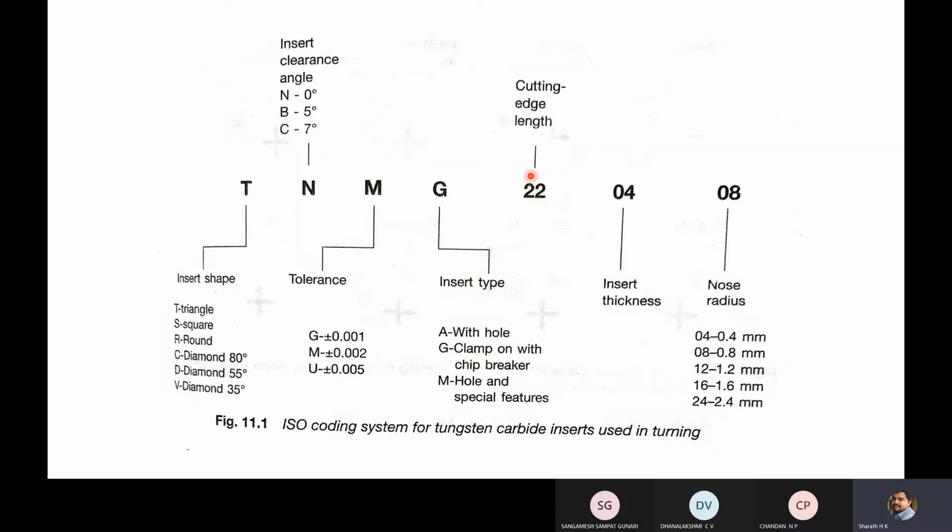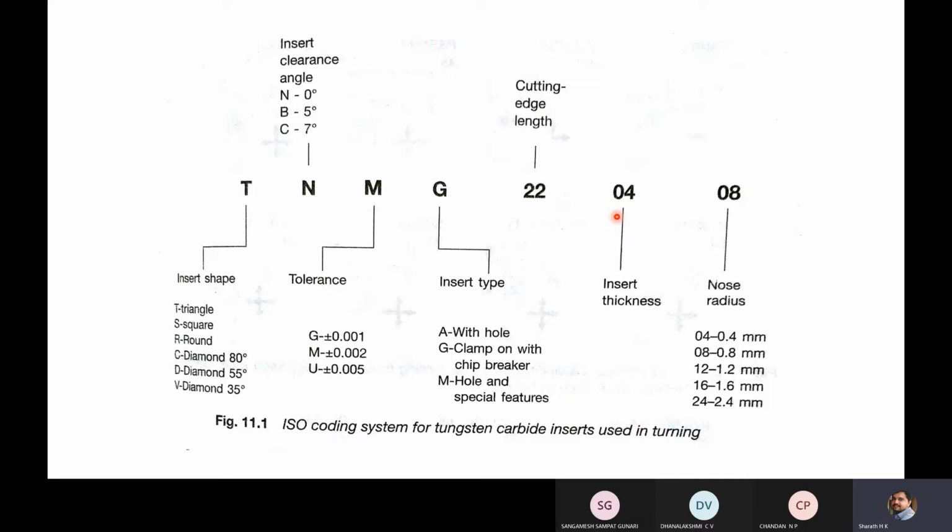Next, this number 22 is the cutting edge length. Next, 04 is the thickness of the insert. Next, the last number 08 is the nose radius. Like this for every tool insert, there will be a code, and in the catalog itself they will specify how to understand that code, how to decode it. By following those instructions given in the catalog, you can easily decode it.